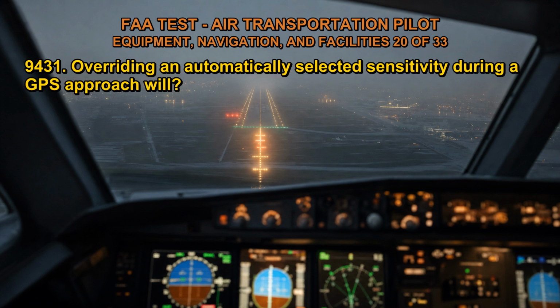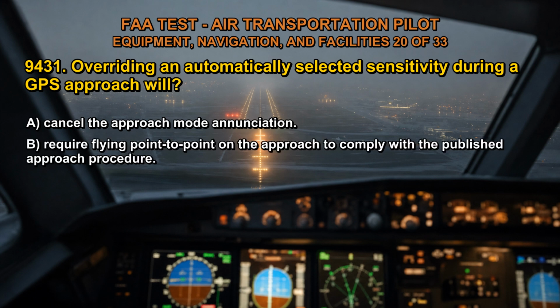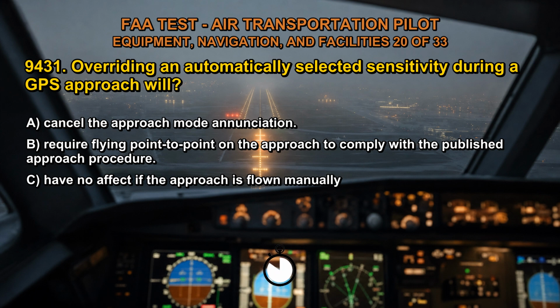9431. Overriding an automatically selected sensitivity during a GPS approach will A. Cancel the approach mode enunciation. B. Require flying point-to-point on the approach to comply with the published approach procedure. C. Have no effect if the approach is flown manually. The correct answer is A.